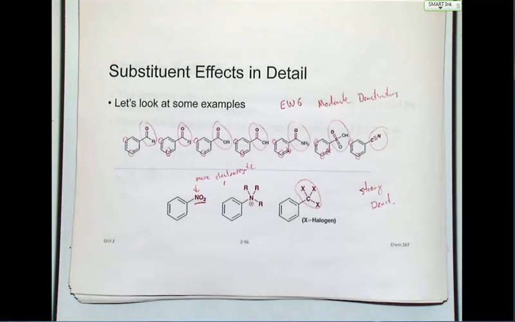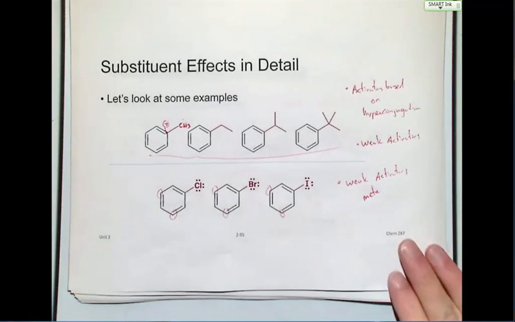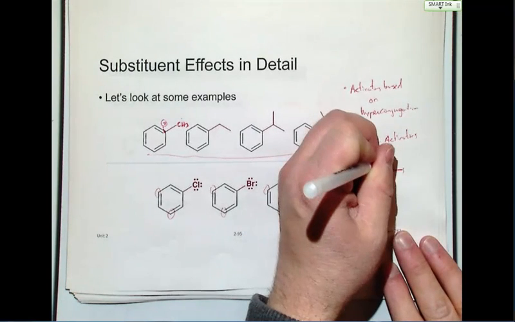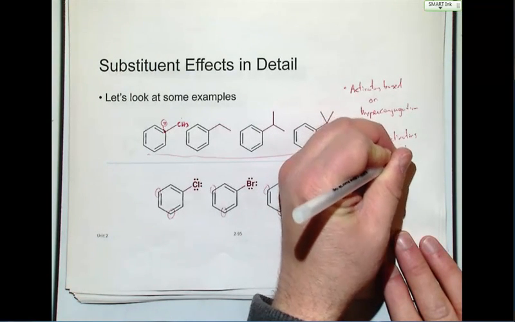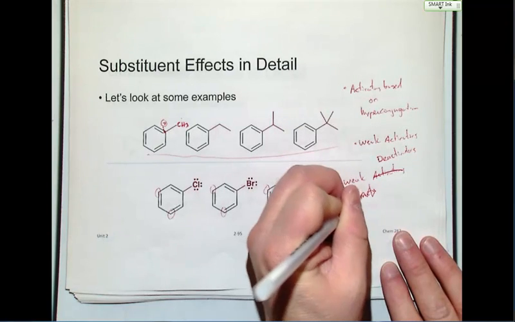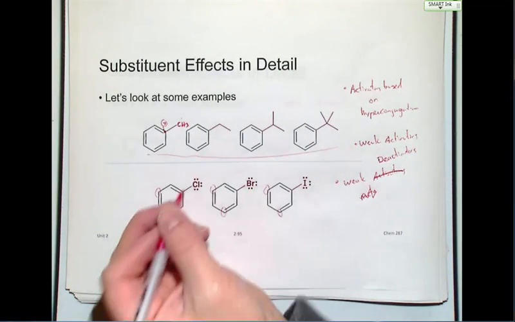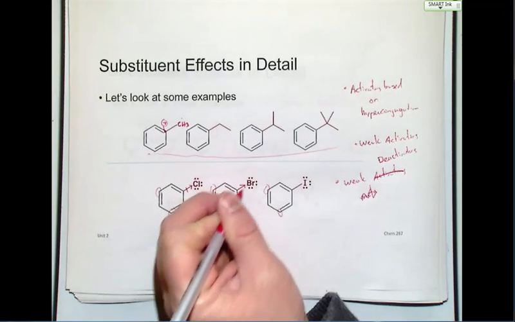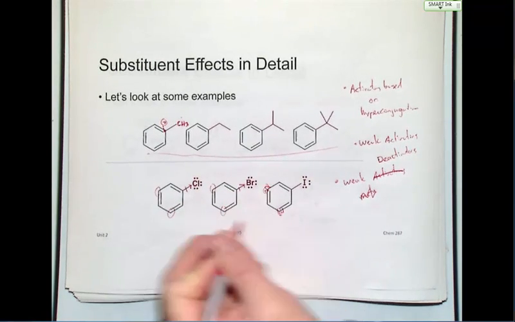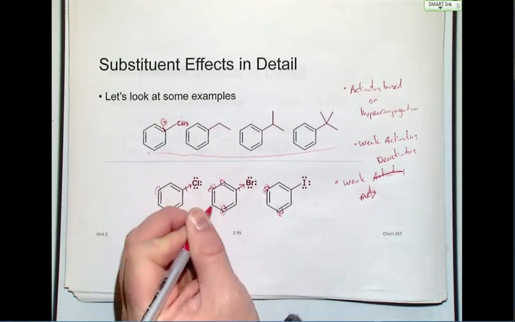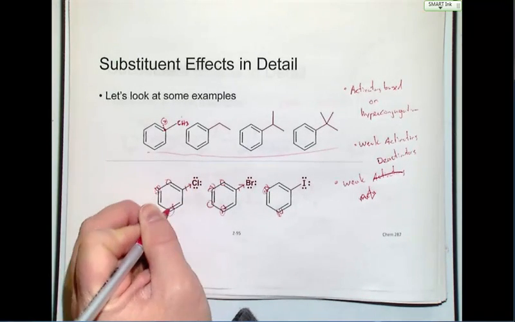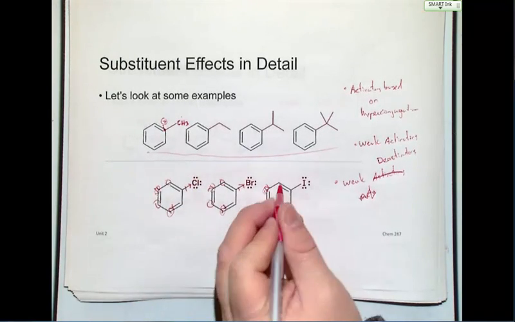I think I made a mistake when I was talking earlier. Let me correct myself. On the halogens, I called these weak activators. These are weak deactivators. You can see halogens get really confusing because they're weak deactivators, but they have a lone pair. They're weak deactivators because of this bond polarization. And they're not meta-directors, though. They're ortho-para directors. I apologize for that.